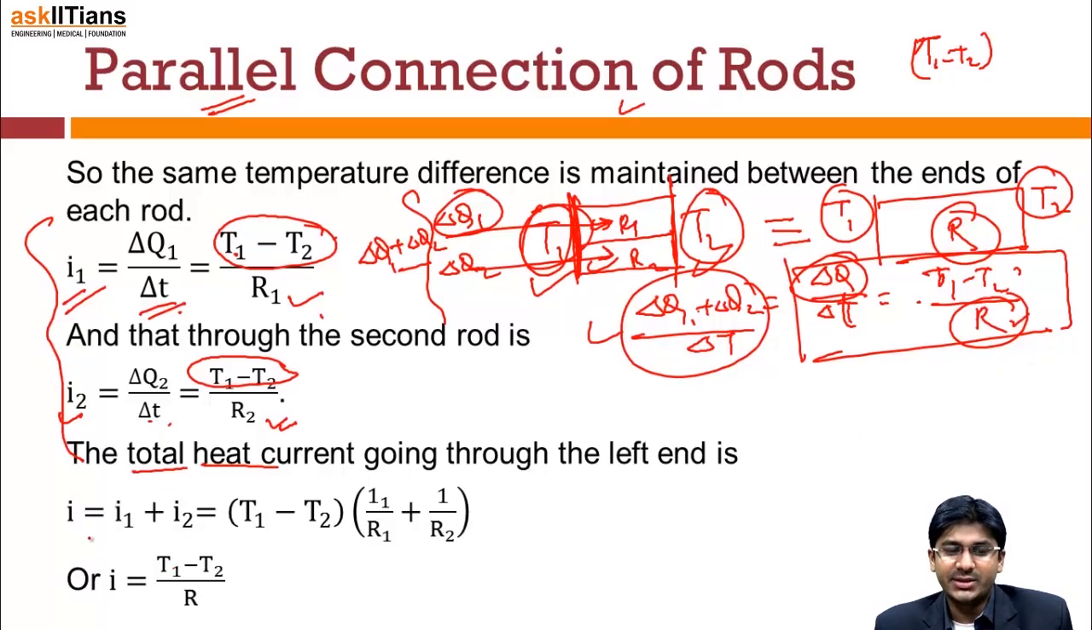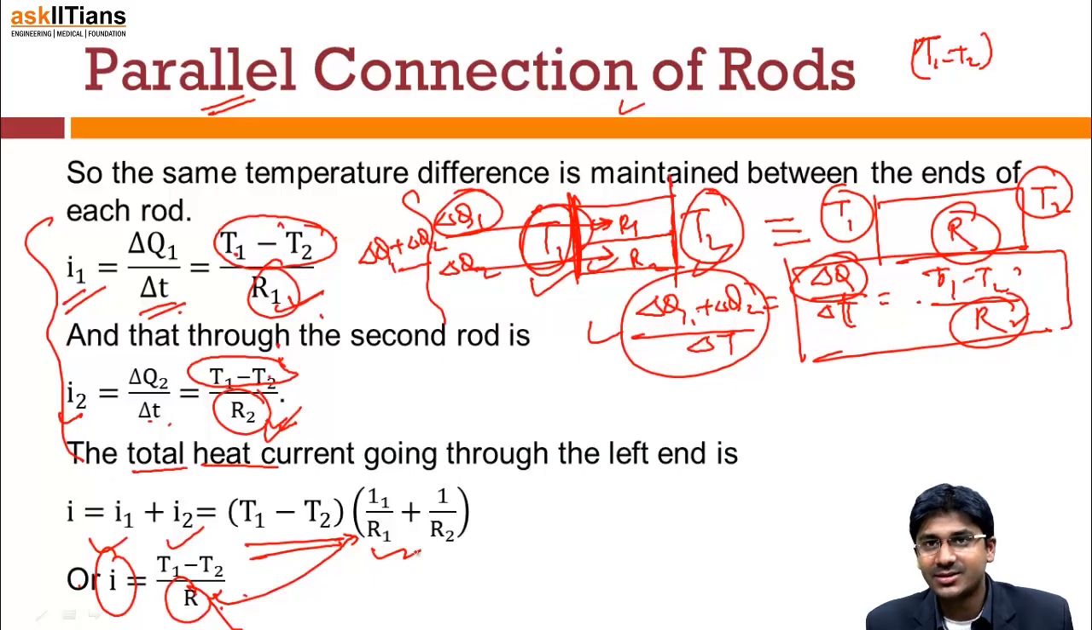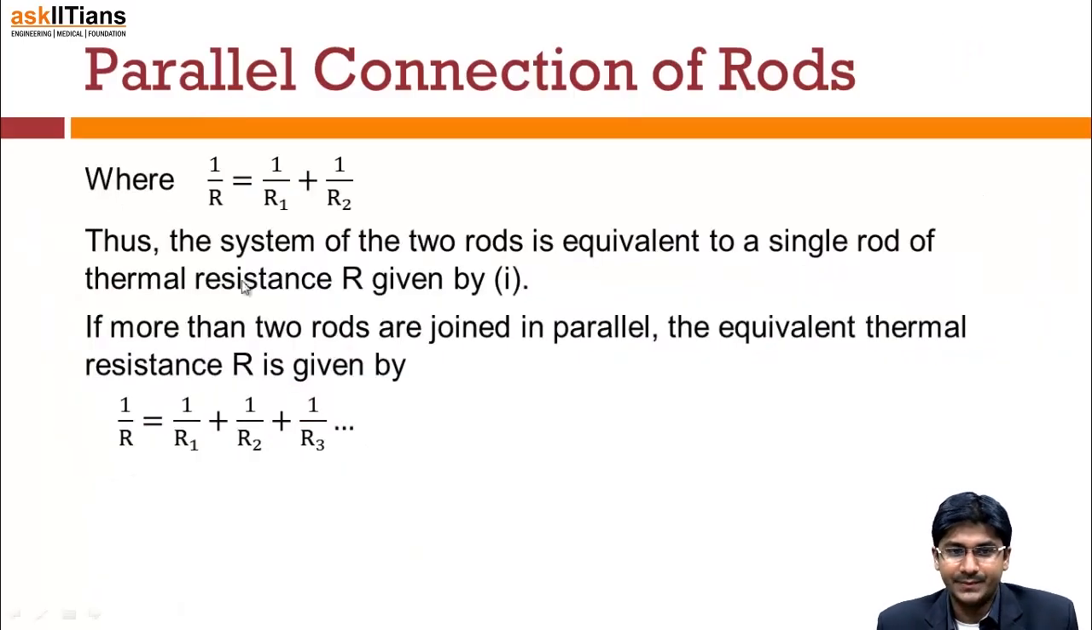So what is the total heat current? I1 plus I2, it becomes T1 minus T2. You take this common, you have 1 by R1 plus 1 by R2. This expression, I is equal to T1 minus T2 by R, can be written like this. So if I equate this, what is the value of R? 1 by R is 1 by R1 plus 1 by R2. So again you see, it's similar to the current theory.